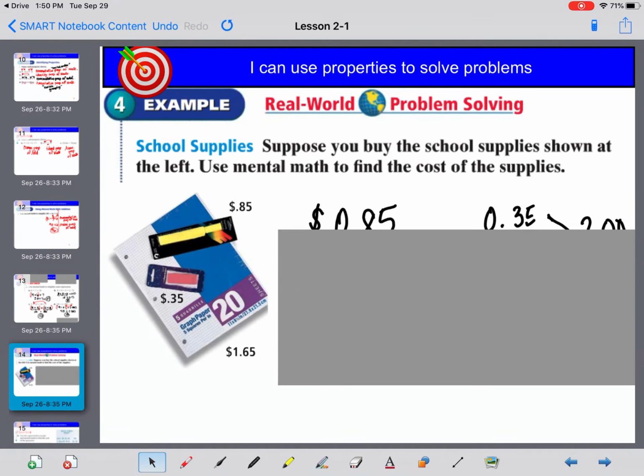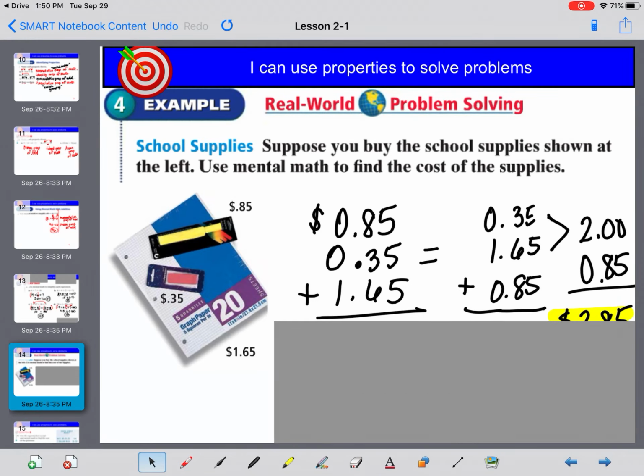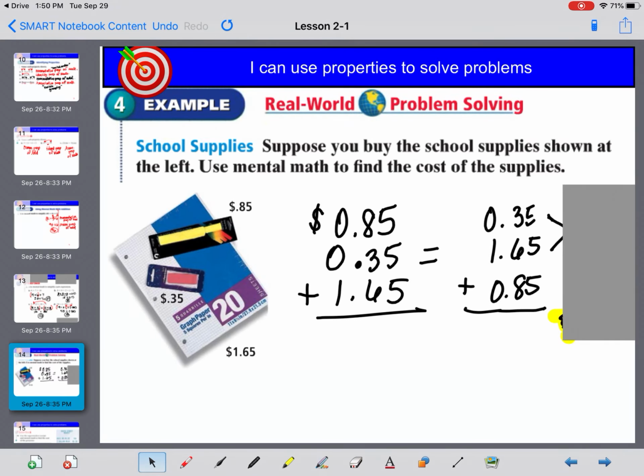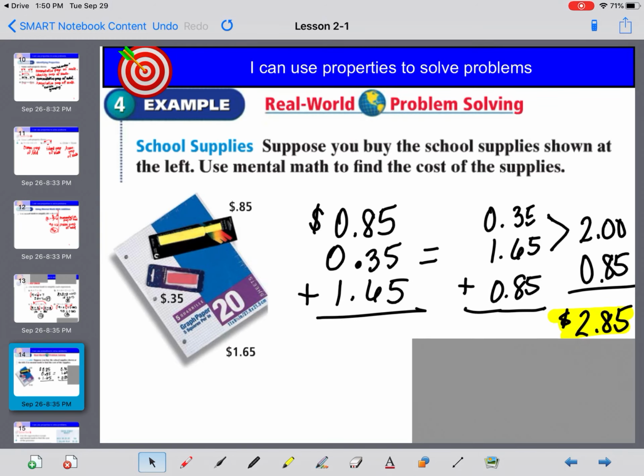So when I put that together, I originally have this, but that's not really the best way to add these together. In fact, it would be much easier for me to change the order so that I am grouping. Now, I wrote this kind of silly because I can't show you the parentheses, but I am showing you that I'm grouping these two together first. That's the associative property. I get $2. See how it made a whole number? $2 plus 85 cents leaves me with $2.85. Now I'm able to do that in my head.